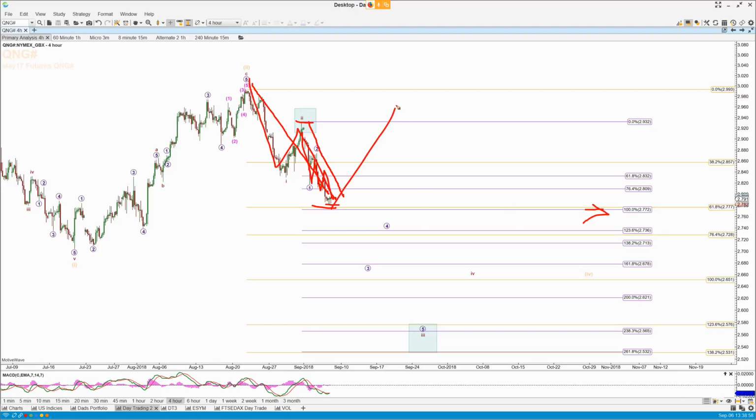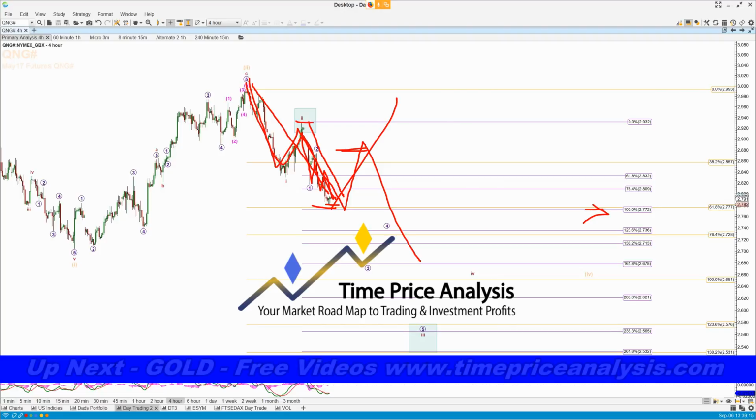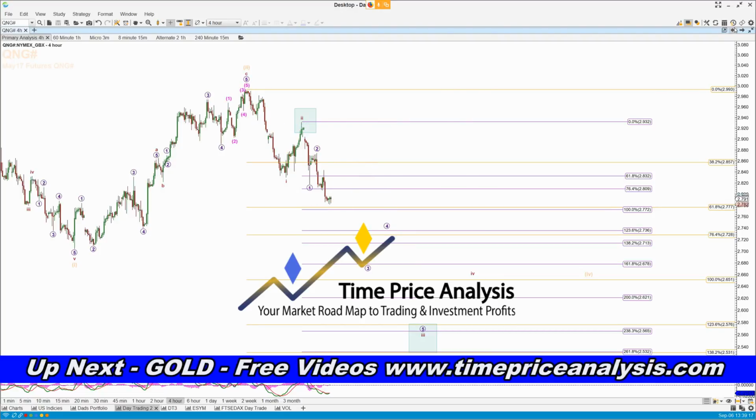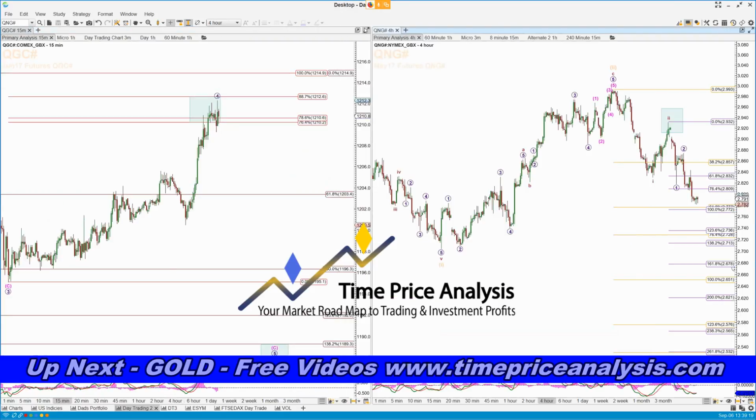The other concern when something hits the 1.0 is either you get an A, B, C, and you're going to go up, or you've got a 1, 2, 3, and you get a 4, 5 as a diagonal pattern, and the 5 can come deep. So that's what I'm looking out for in terms of dangers, if you like, in NG.